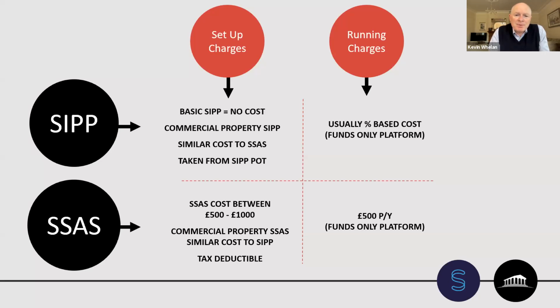So with a SIPP, generally speaking, there's no cost, because you're just buying it, right? It's just getting it off the shelf, really. And if you're doing a commercial property SIPP, there can be some costs, but generally speaking, the costs are taken from the pot, and they're usually a percentage.